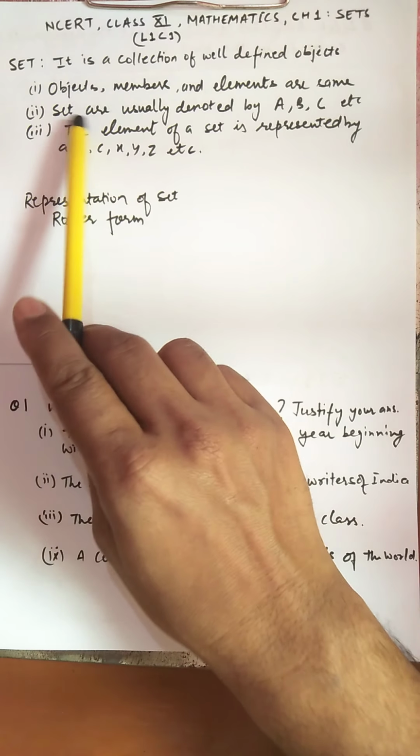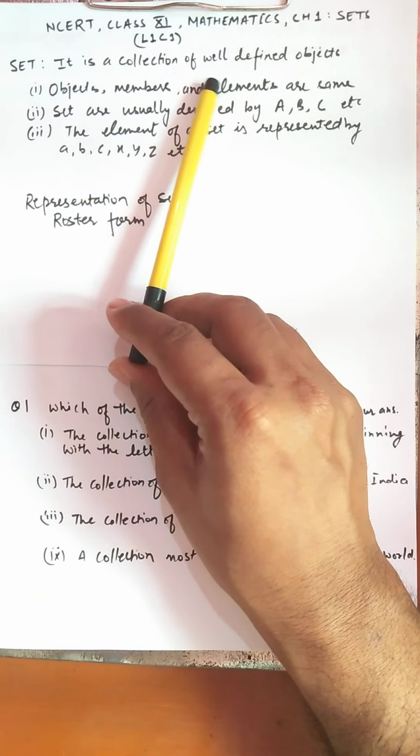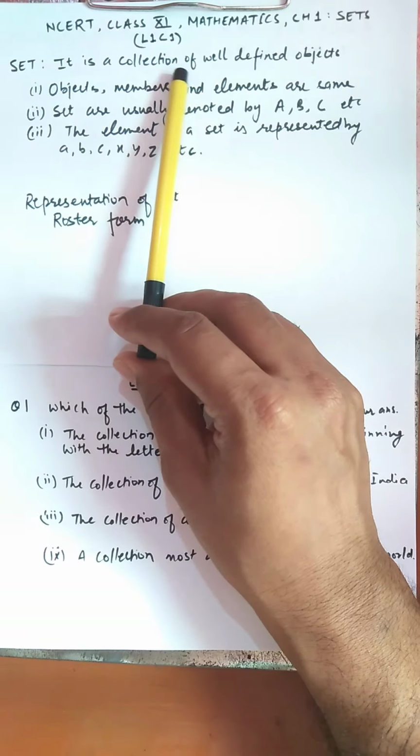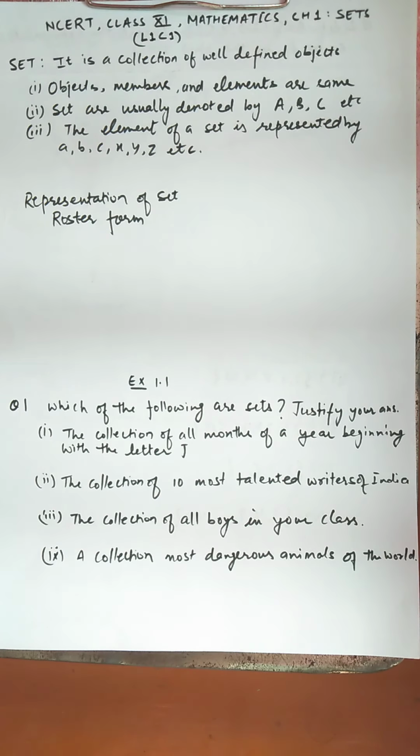A set is a collection of all well defined objects. The word well defined is very important. Well defined means that all the objects or elements must have a common relationship, because of which they are situated in one group, or you can say that all elements must be bound by at least one common relationship.